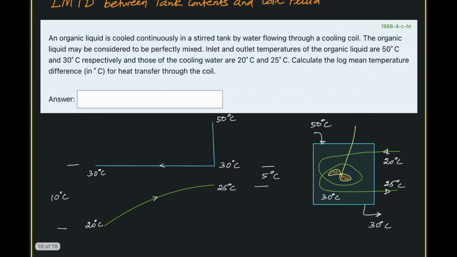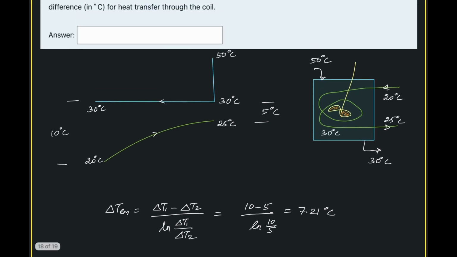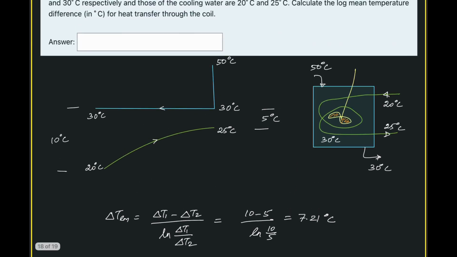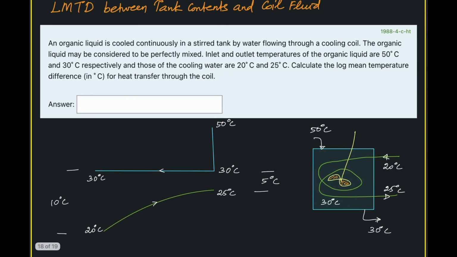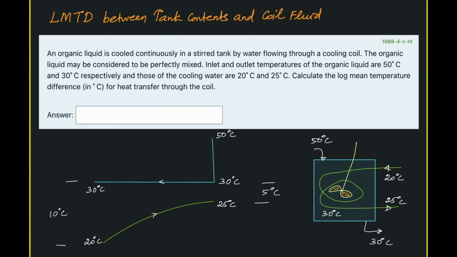Whereas if you do it by mistake, that is, if you take this delta T as 50 minus 25, the value you estimate will be higher than this, maybe around 10 degrees Celsius or even higher. So that is wrong. So you should draw this temperature profile carefully, considering this well-mixed tank. For the well-mixed tank, there is a sudden change in temperature. Okay, thank you.